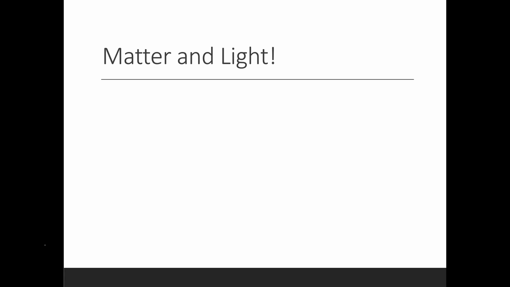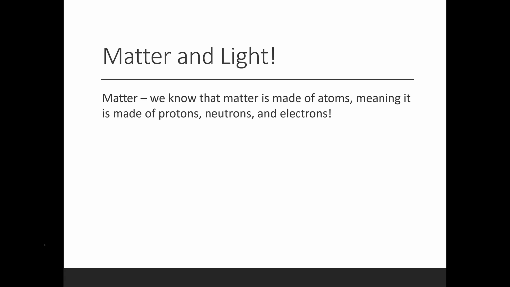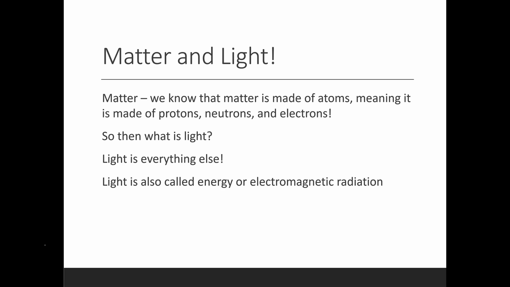So we are just going to jump right in. Matter is made of atoms, meaning that it's made up of protons, neutrons, and electrons. So then what is light? Light's everything else. If it's made up of protons, neutrons, and electrons, it's matter, it's atoms. Everything else is considered light. Light is also called energy or electromagnetic radiation. Those are all synonymous with each other. Basically, if you can touch it, it's matter. Otherwise, it's energy or light.